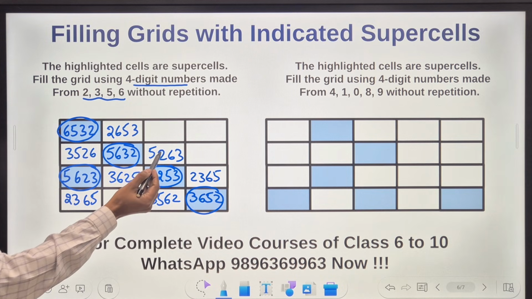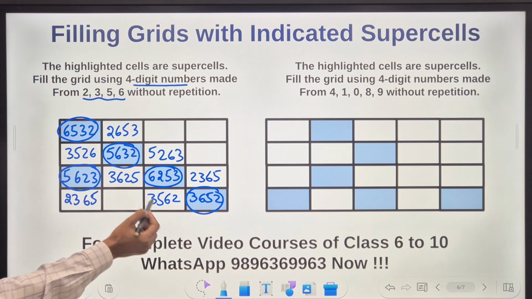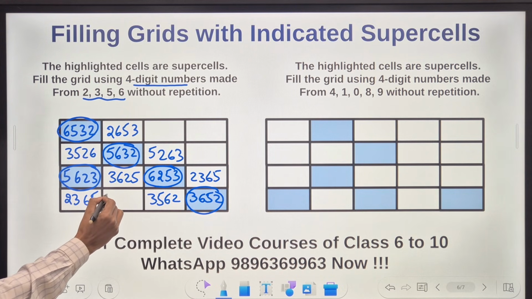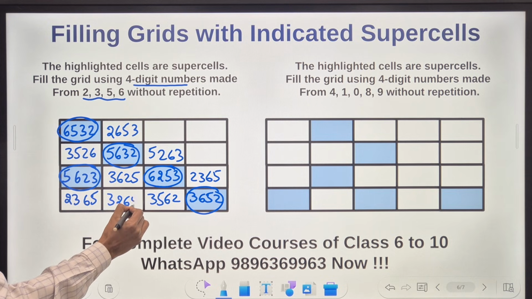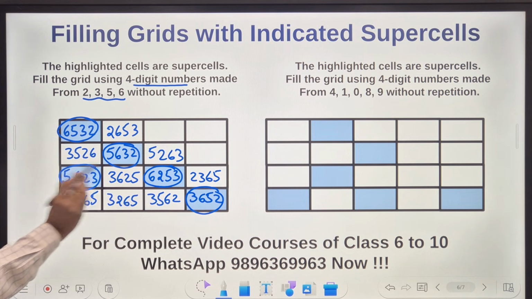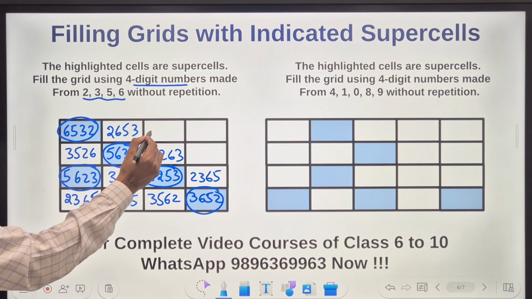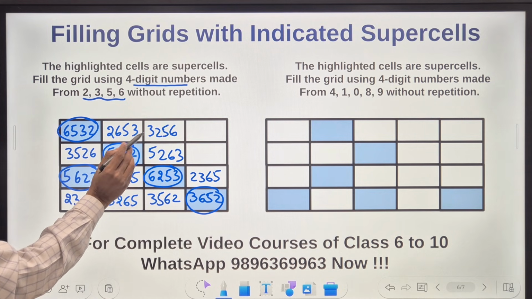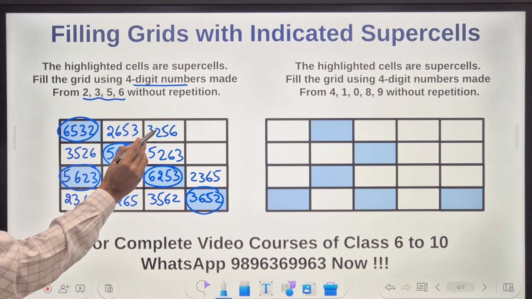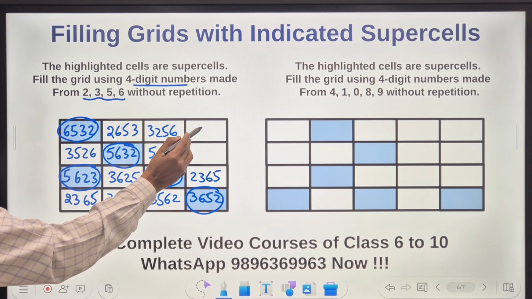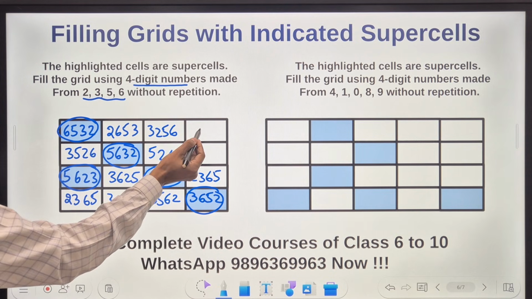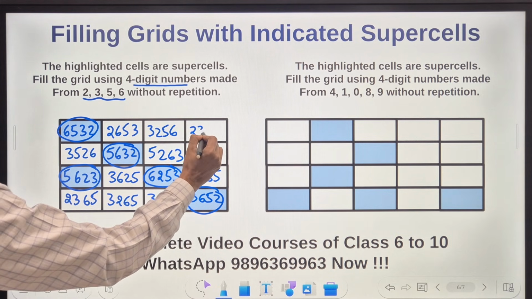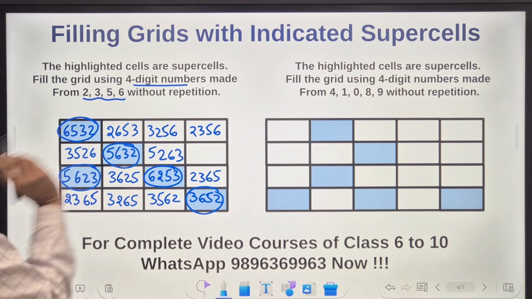become a supercell because all 4 numbers are smaller, and I need smaller numbers here. 3265. It will never be a supercell because this is greater. This one may be a 3256. But this is likely to become a supercell if this number becomes smaller than this. So I need a smaller number here, maybe a 2356. And now this is not a supercell.